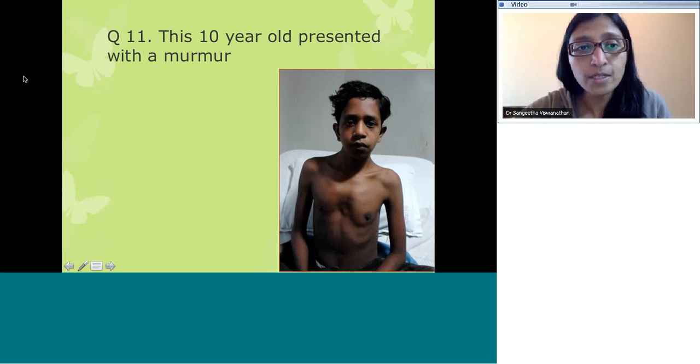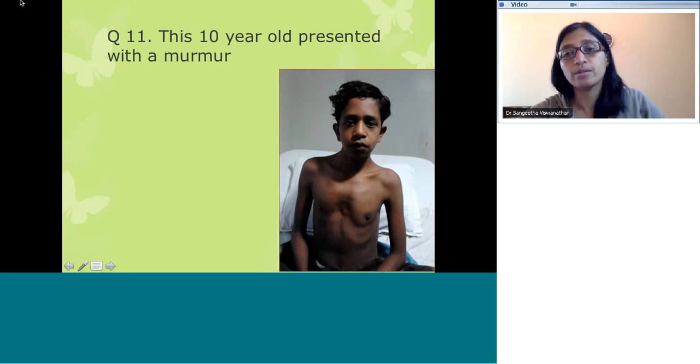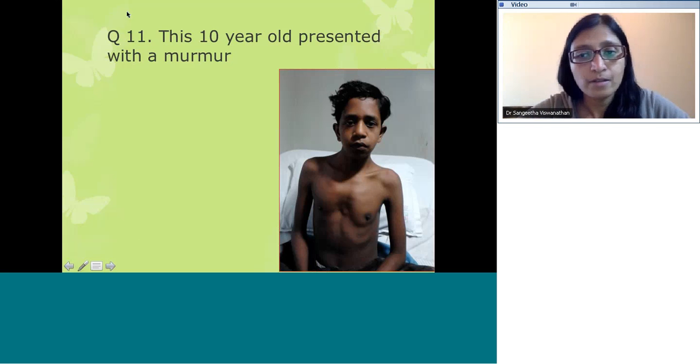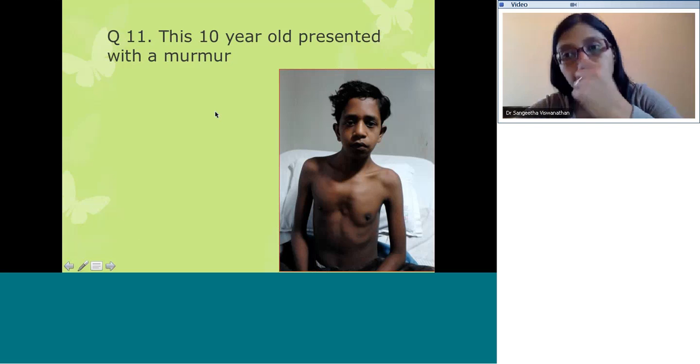Okay, so this is a 10-year-old who presents with a murmur. What do you think the diagnosis is, looking at the external appearance of the patient? What are the striking abnormalities?